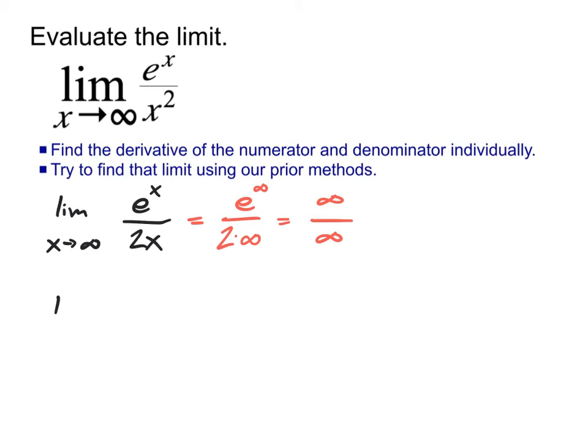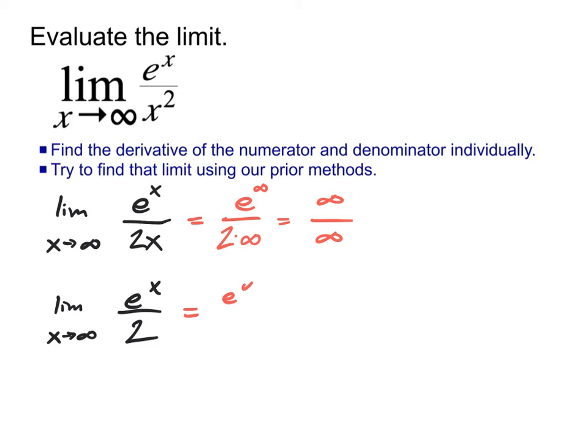I'm going to again keep the exact same limit, so as x approaches infinity, but I now take the derivative on the top and the derivative on the bottom separately. All right, now that I've done that, this is actually looking promising. I got rid of all the x's on the bottom. Let's see what happens now.